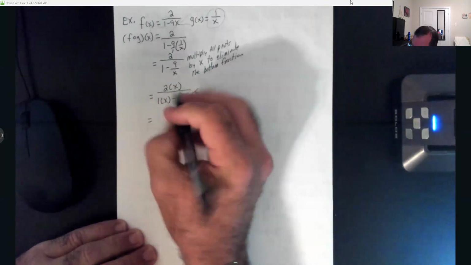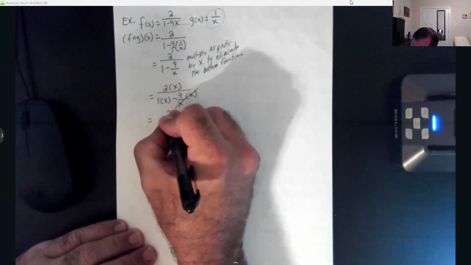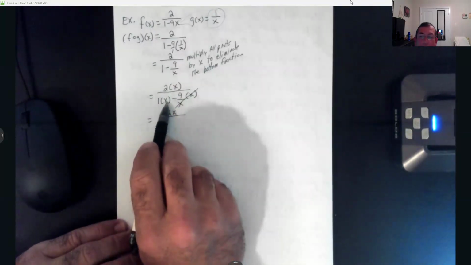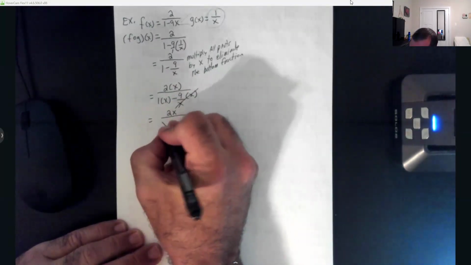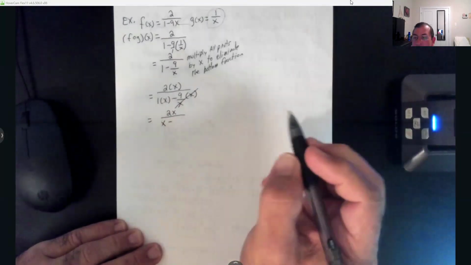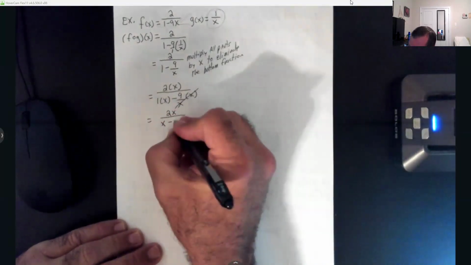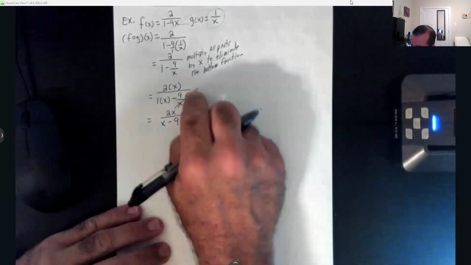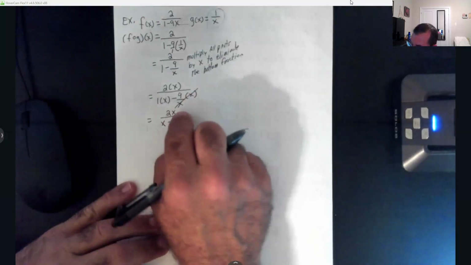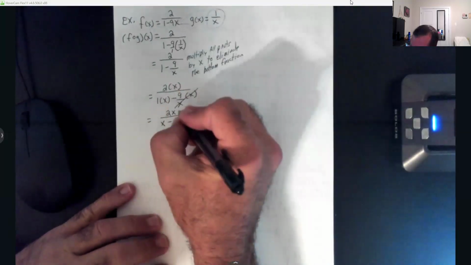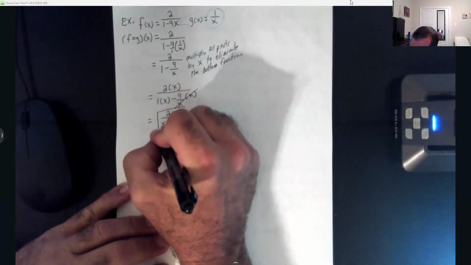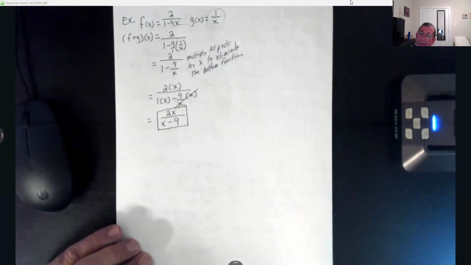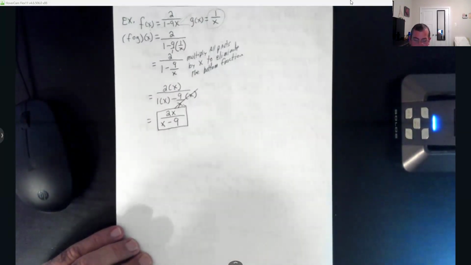Now, on top, 2 times x is 2x. On bottom, you got a 1 times x, which is x. So y'all, since y'all canceled those x's out, all that's left is a 9. So it now looks like a normal fraction. You got a numerator and a denominator. Nothing else we can do to that. So that would be our final answer for that one, okay?